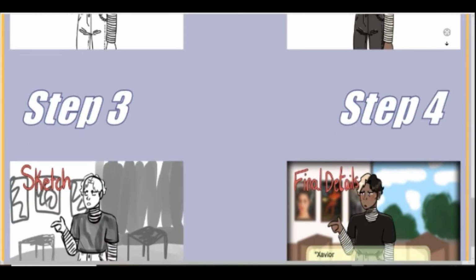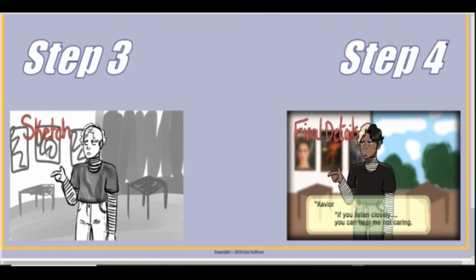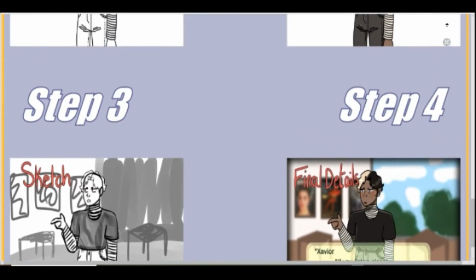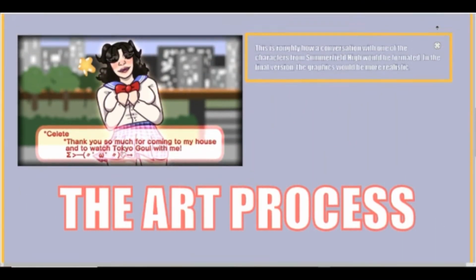So step 3 is the sketch, and Ava likes to do this to just get an idea of where all the objects in the picture are and where they're going to be, and then for the final details she just colors it and adds in the text boxes.